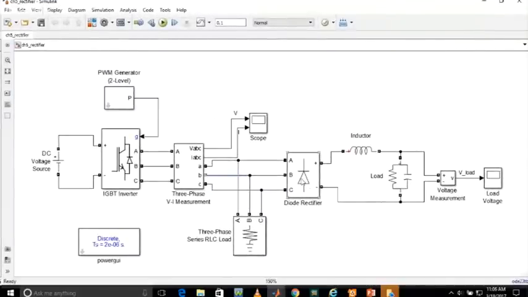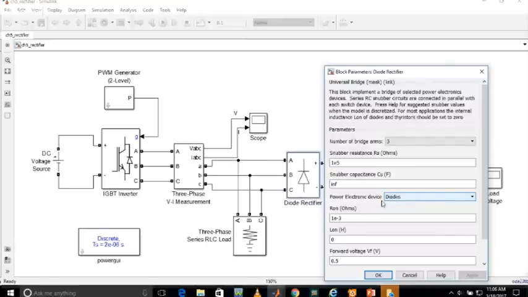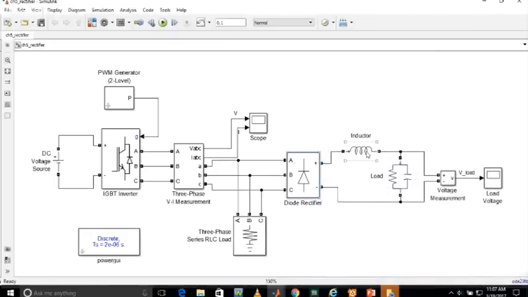Just as I have shown you, in order to make a diode rectifier you use a universal bridge and make use of diodes. Double click it, this is a universal bridge. In this, the power electronic device should be diode type. Last time we used the IGBT type, right? In this, we are using diode type, because in the diode you don't require gate pulses, so it's a simple rectifier system. Then you can provide the inductor and the load. This is a similar circuit to this system. Just use the parallel or series RLC branch in order to connect this whole system.